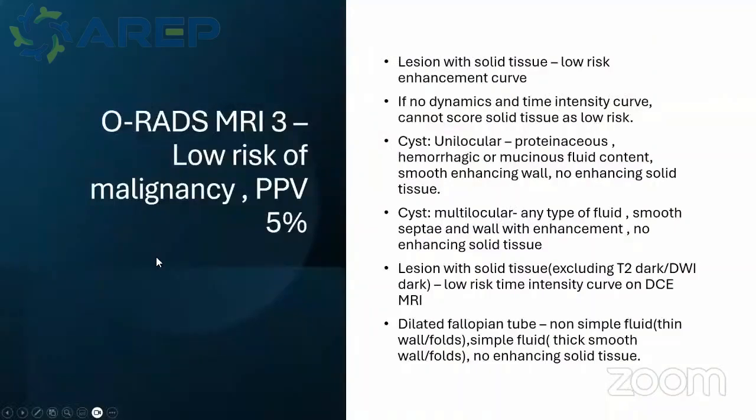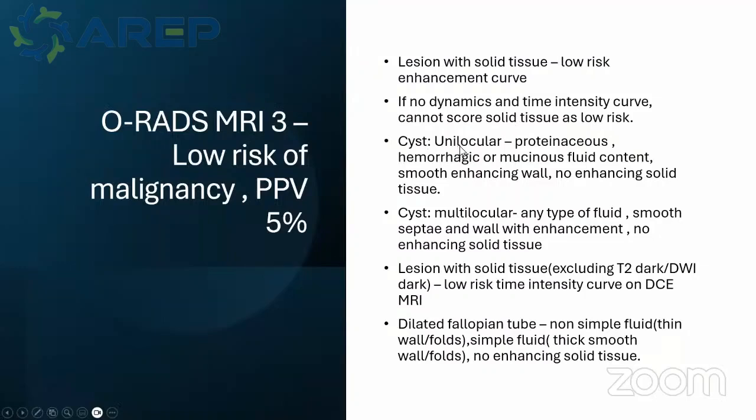O-RADS MRI category 3. These lesions have a positive predictive value of approximately 5% for malignancy, so there's a low risk for malignancy. These are lesions with solid tissue but a low risk enhancement curve. So if we don't get a dynamic contrast enhanced MR, we cannot categorize the solid tissue as low risk.